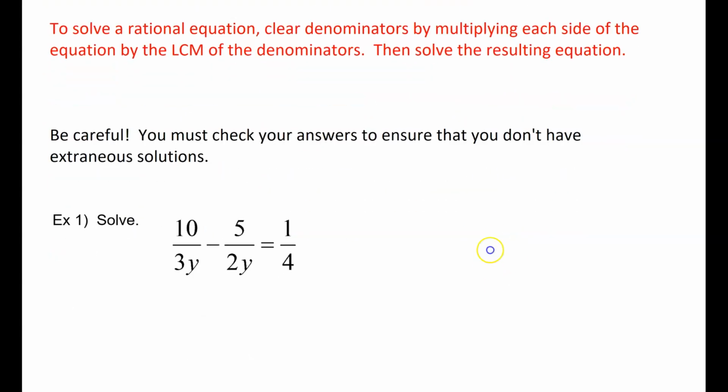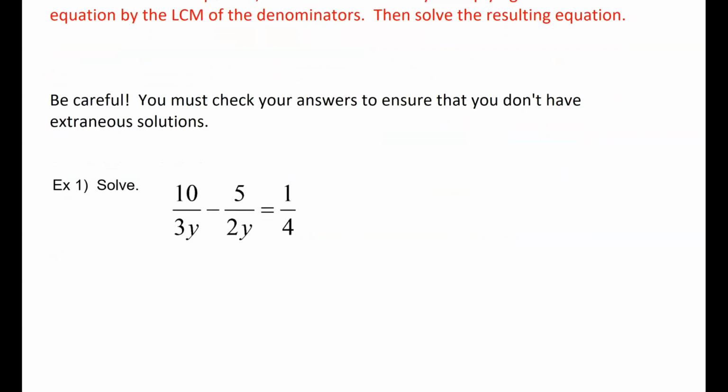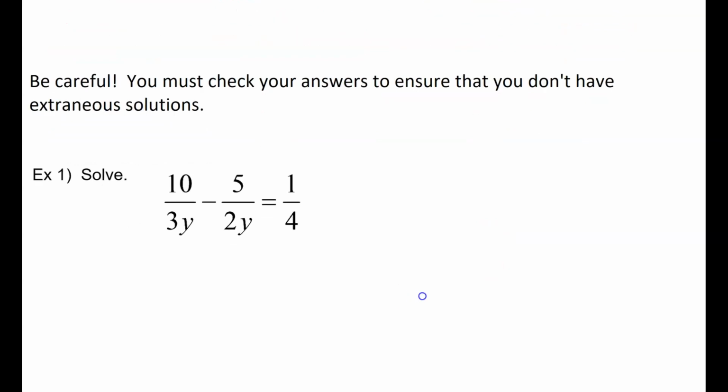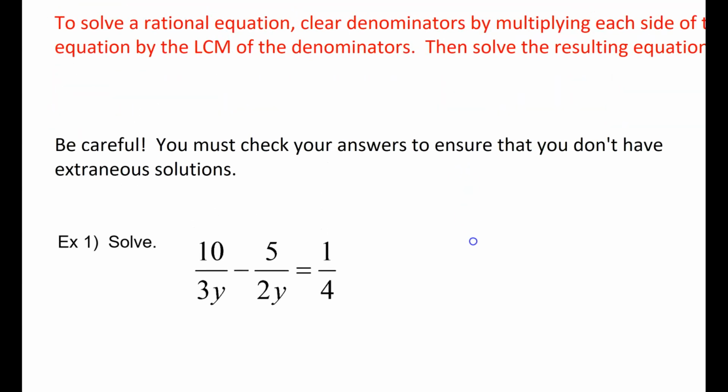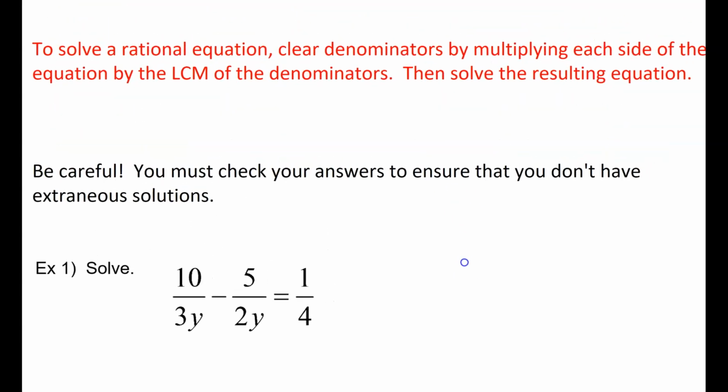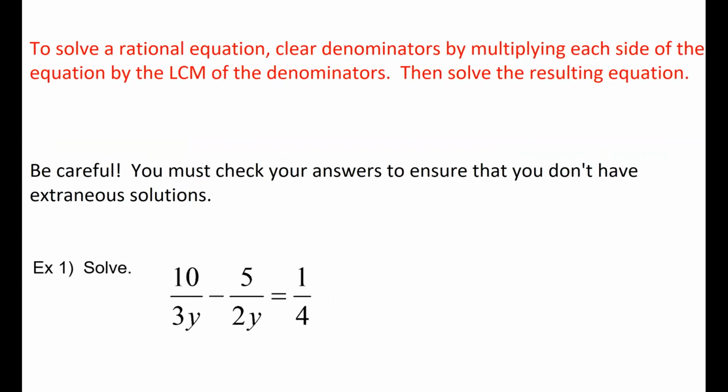All right, so let's go ahead and start with the first one. I have 10 over 3y minus 5 over 2y is equal to 1/4. All right, so again, similar to method 2 of the simplifying, I want to find the least common multiple. Can you go up a little? You can just scroll back. I'm going to find the least common multiple of all the denominators on both sides. 4 also? Yes, including the 4.